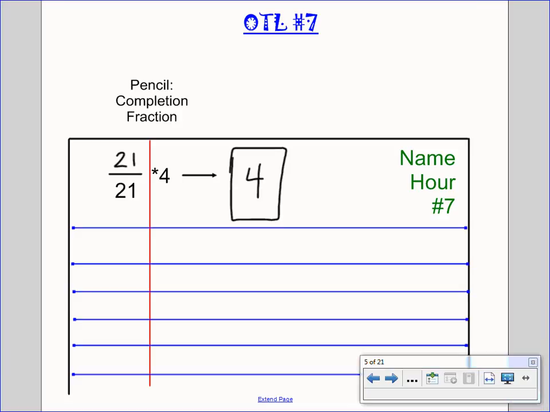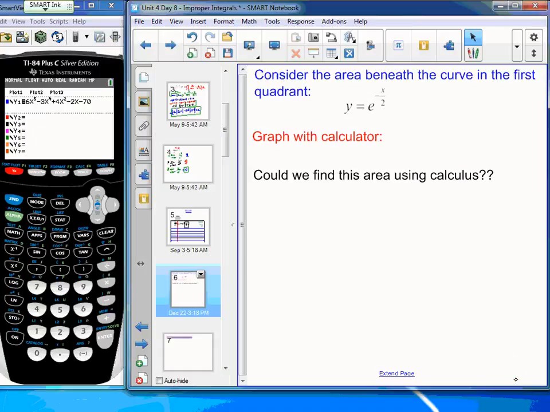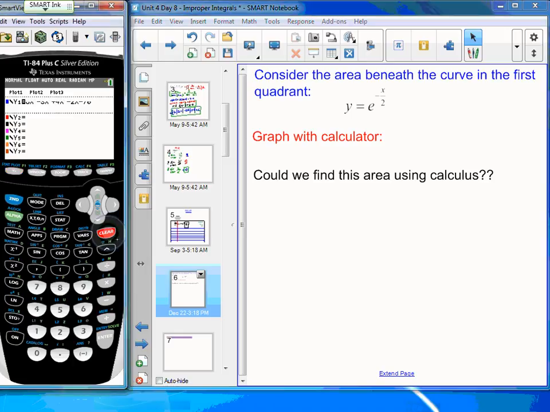Okay, ladies and gentlemen. So for our introduction and anticipatory set today, I'd like to investigate the graph of y equals e to the negative x over 2. And I'd like to pose the question, would it be possible to find the area in between this function and the x-axis in the first quadrant, the entire first quadrant? And so everybody, let's go ahead and take a look at this graph. And we're going to set our window so that we get a nice picture here. Let's do e to the, and up in the exponent we want negative x over 2.